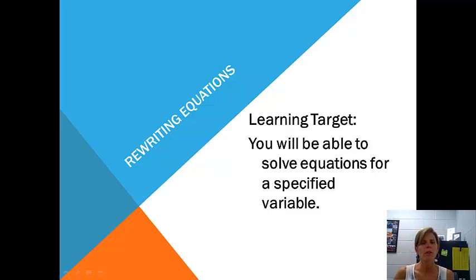When we are working with equations, especially linear equations, sometimes we're going to find it very helpful to solve for a different variable than what it's already solved for, or sometimes it's not solved for a variable and we would like to, because a lot of times if we're graphing something, we might want it to say y equals, and we'll get into that a little bit more. But in order to do that, we're going to have to know how to solve the equation for a variable. So at the end of this lesson, you'll be able to solve equations for a specified variable.